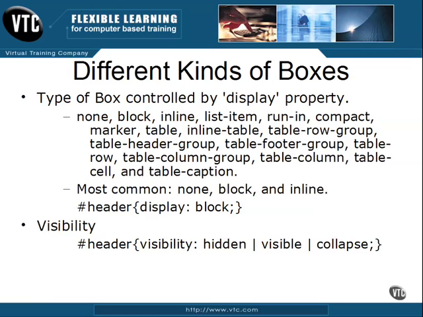And then lastly, we have collapse. And collapse is only going to be good if you're working with tables and you are wanting to collapse a column or a row that you're trying to hide. Now that concludes this quick look at the different display property types and our visibility property for our different boxes.